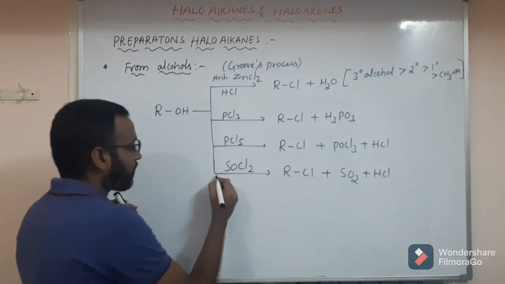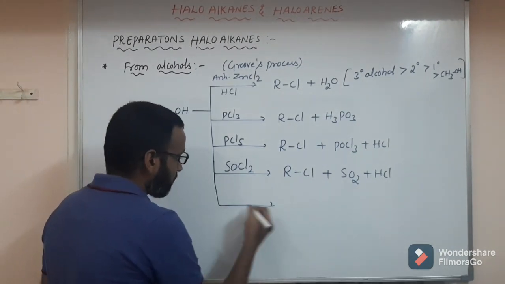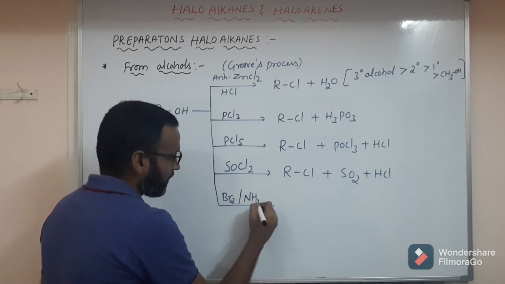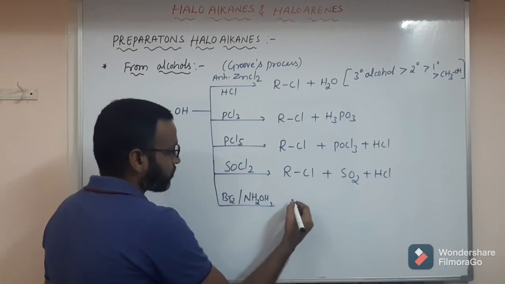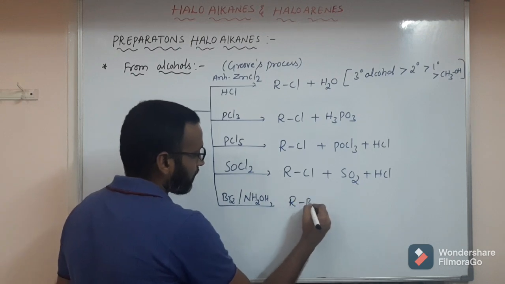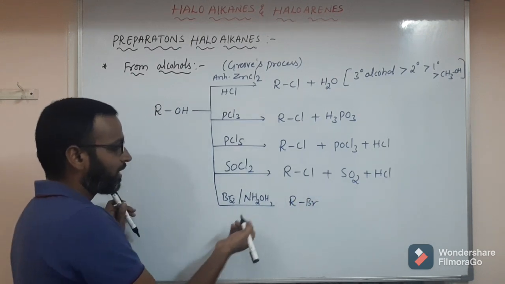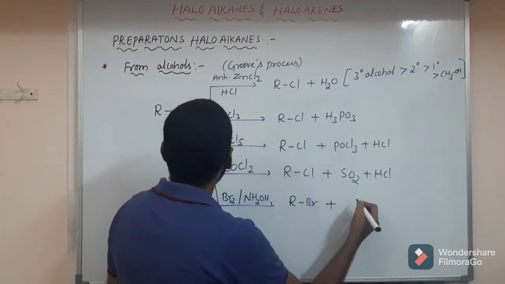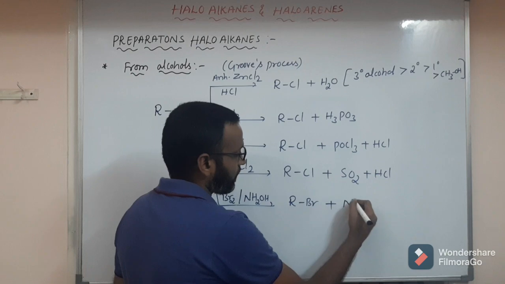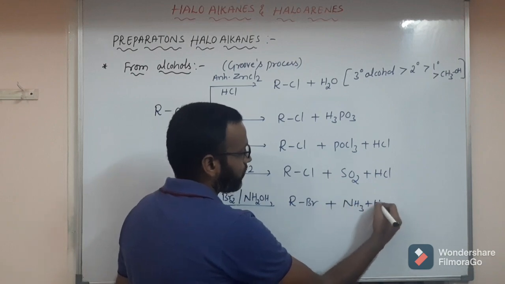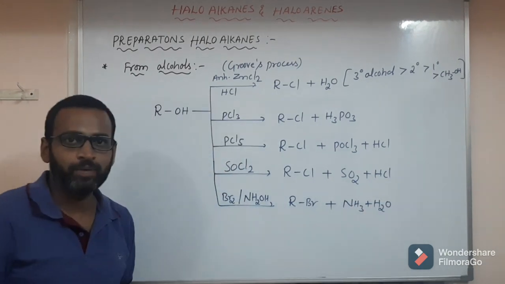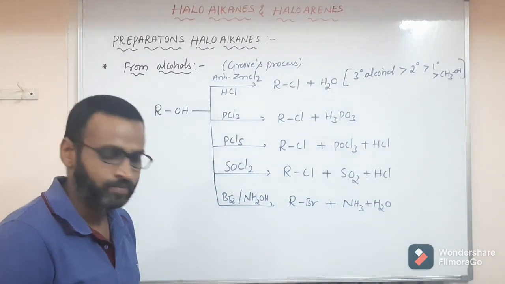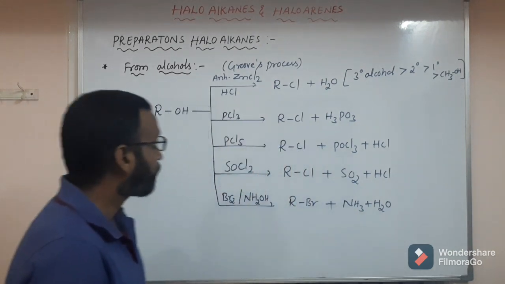One more important thing: if you have bromine in presence of NH2OH, then also you will get RBr. If you use chlorine, then you have RCl. Then RBr plus the remaining NH3 plus H2O. This is one of the preparations to get alkyl halide. Next we will discuss a few more.